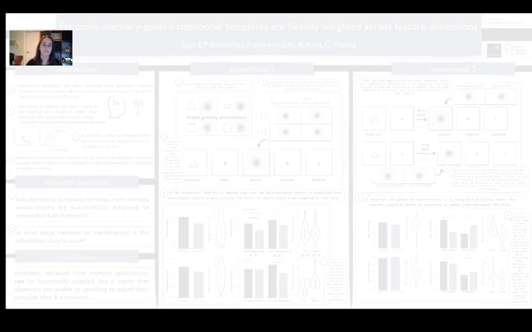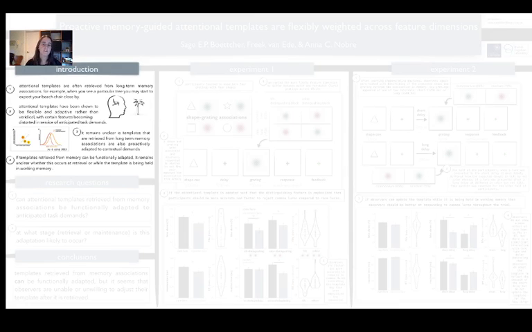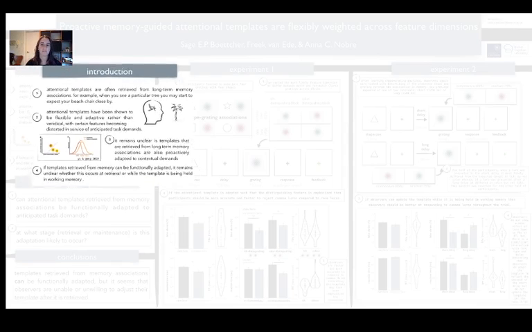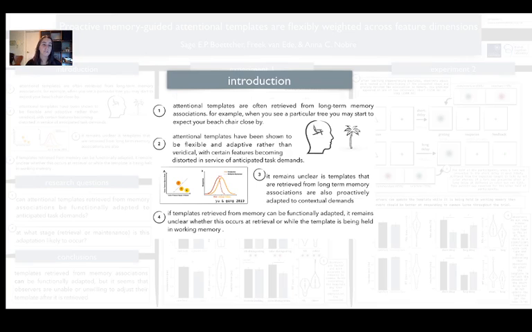Today I'll be talking about attentional templates. Attentional templates are representations that are used to guide our attention. These templates are often retrieved from long-term memory associations. Additionally, it has been shown that these template representations are functional rather than veridical.